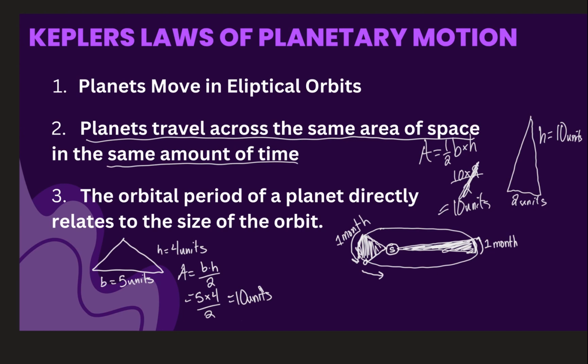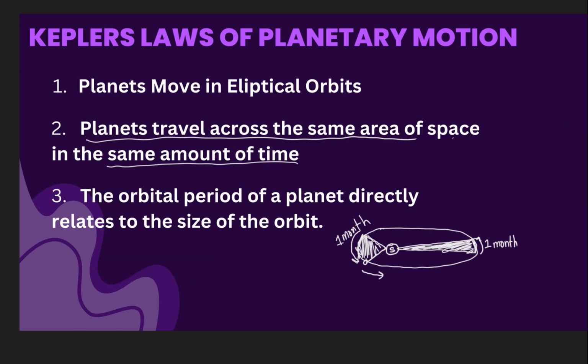Kepler's third law of planetary motion just states, and I'm simplifying this because he does some math involved here, but this is what the math tells us. It says that the orbital period of a planet directly relates to the size of that orbit. And all this means is if the orbit is smaller, the planet's going to orbit much more quickly. If the orbit is larger, it's going to orbit much more slowly.